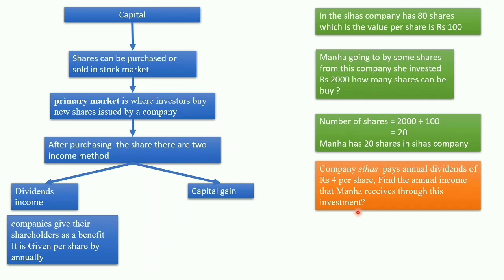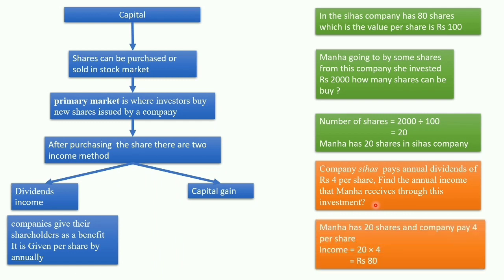Now at the end of the year, per share, look at this, Siha's company, how much does it provide? It gives 4 rupees. Find the annual income. At the end of the year, what is the income of Manha? You already know Manha has 20 shares and the company pays 4 per share. She has 20 parts, and per part the company pays 4 rupees. Now 20 into 4 is 80 rupees.